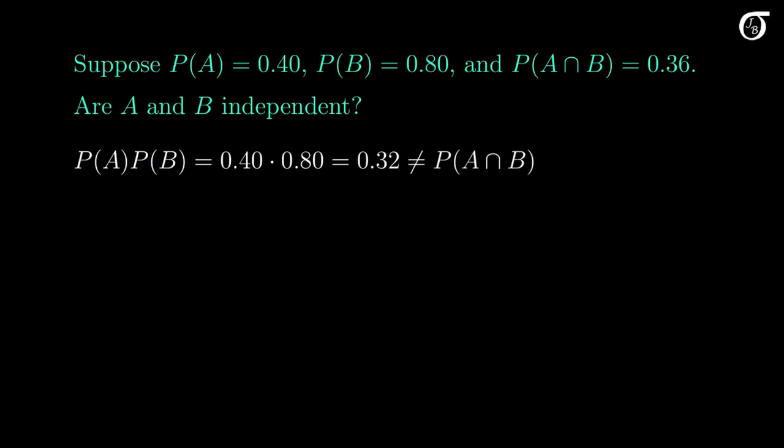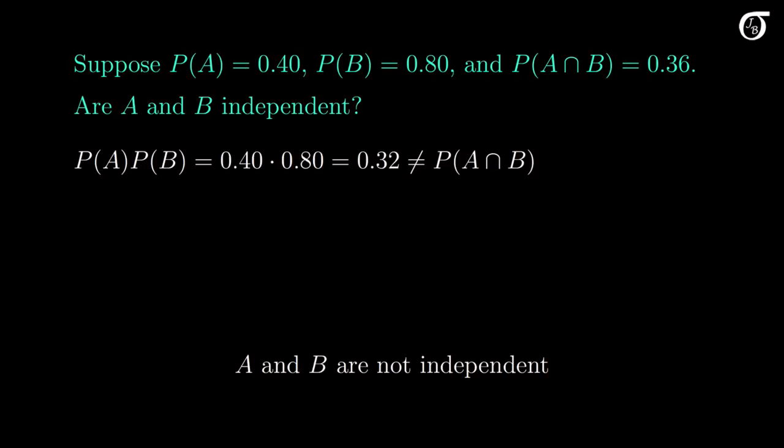This is not equal to the probability of the intersection, which is given as 0.36, so A and B are not independent. The probability of the intersection is greater than it would be under independence, so A and B have a greater probability of both occurring together than would be the case under independence.